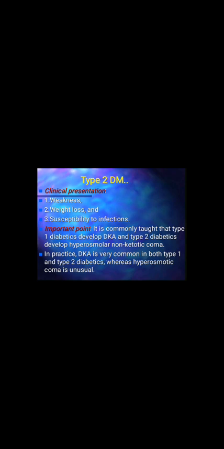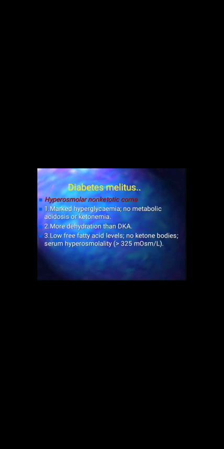For hyperosmolar non-ketotic coma, what are the findings? One, there is marked hyperglycemia. So in diabetes type 2, there is marked hyperglycemia. Secondly, there is more dehydration than the DKA we saw in type 1 diabetes. Thirdly, there are low free fatty acid levels, so we don't expect ketone bodies in diabetes type 2. So in the patient's breath, you don't expect the sweet smell due to ketone bodies, which we saw in type 1.